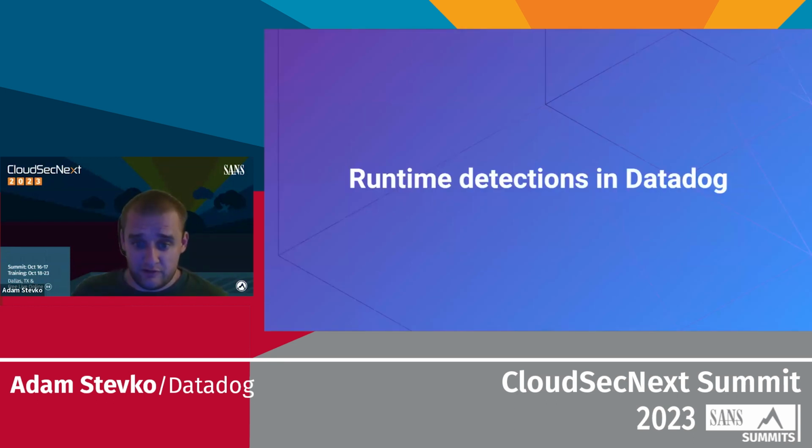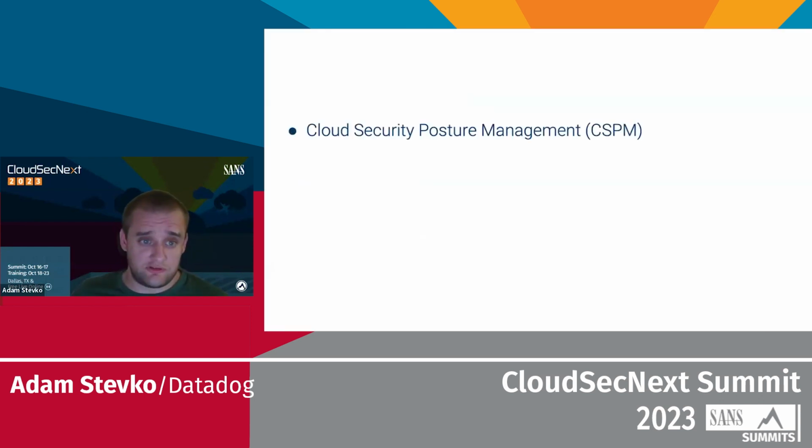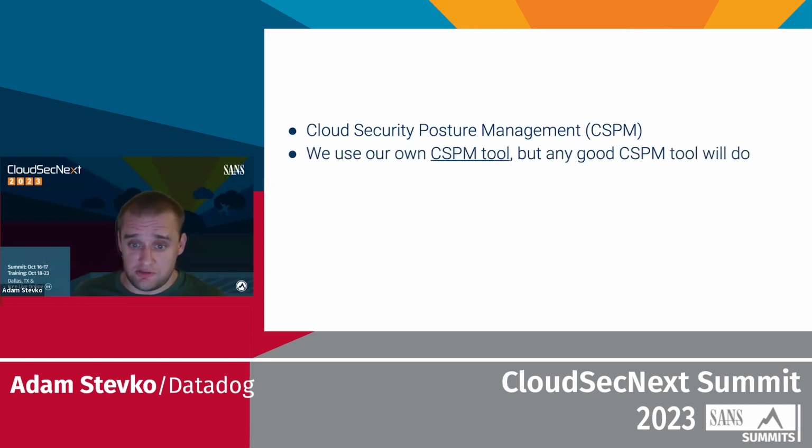So let's move towards the runtime detections. In Datadog, we are using a standard cloud security posture management scanner. CSPM is a set of tools or scanners that work by analyzing active cloud resource configurations and checking particular directives. In Datadog, we are in a bit of a special situation, as the cloud security team is customer zero of our internal CSPM tool that we develop.